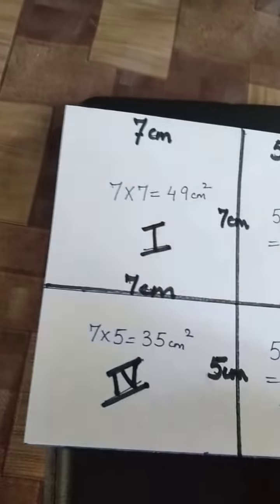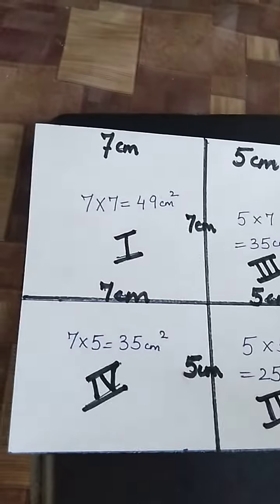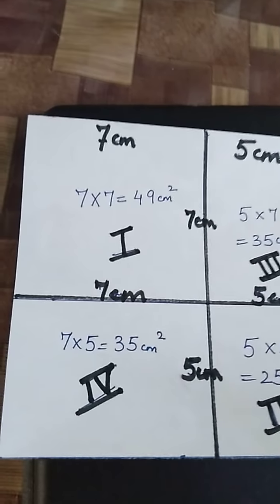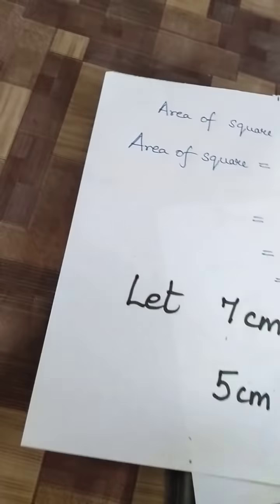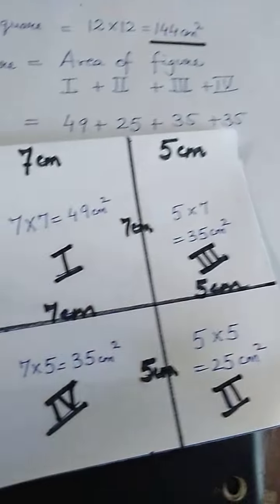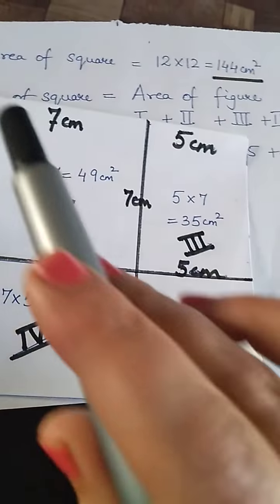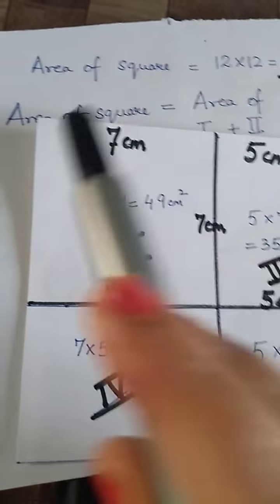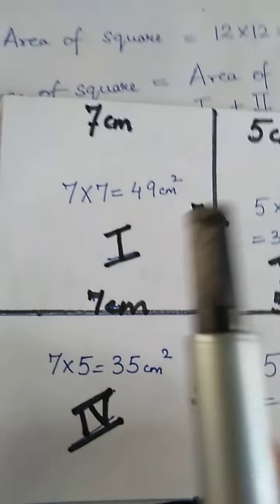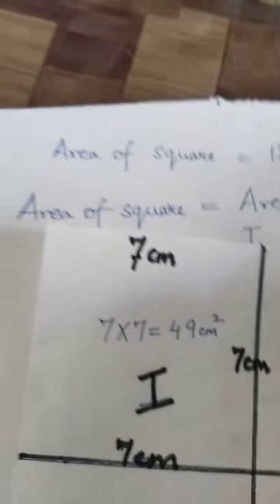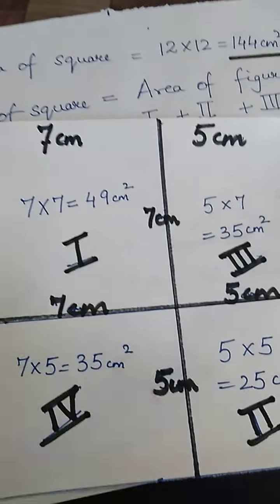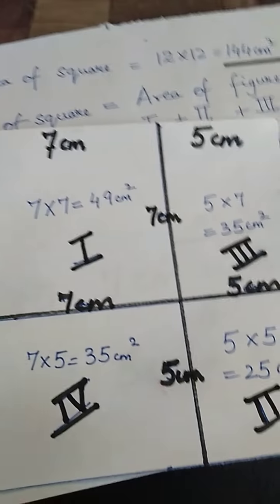Now let us find the area of these 4 figures. What will be the area of this whole square? The whole big square that we have taken is 12 centimeter by 12 centimeter, and area of a square is side multiplied by side, which is 144 centimeter square. Now this square is divided into 4 parts. Let us find the area of each part.